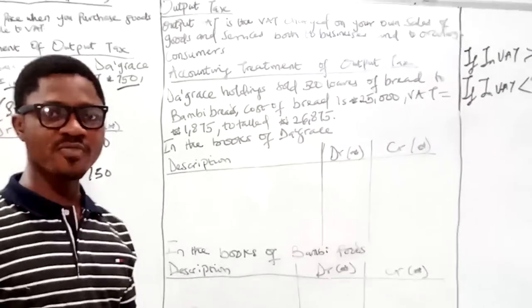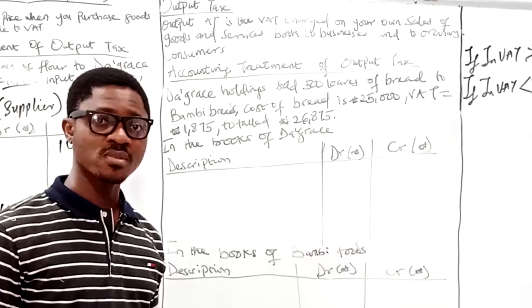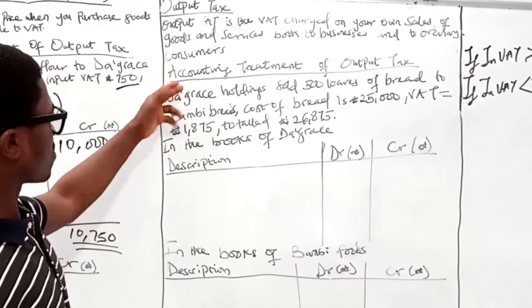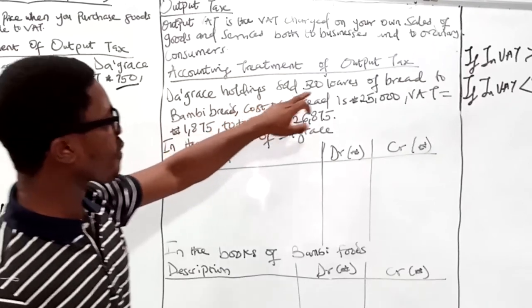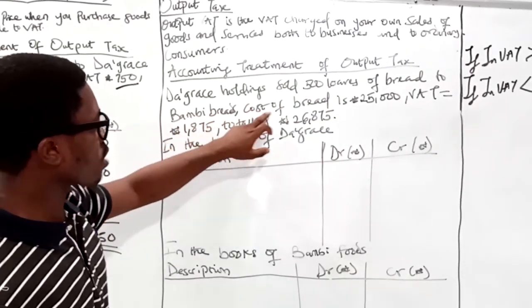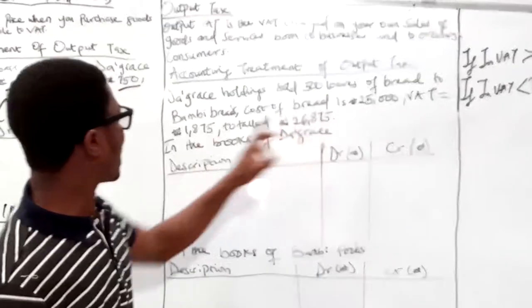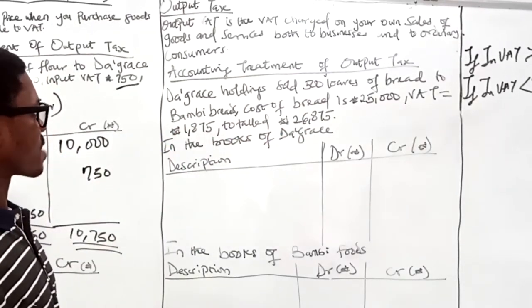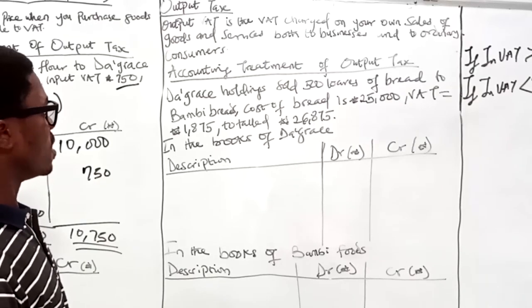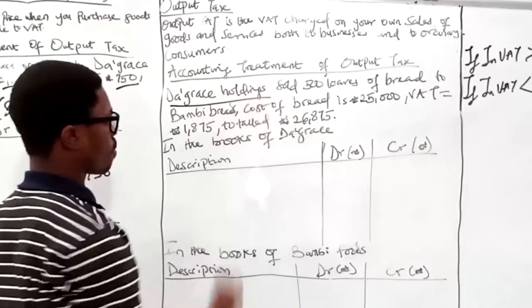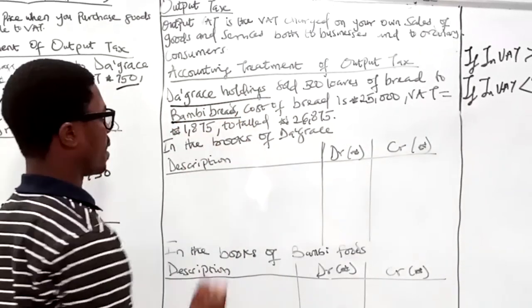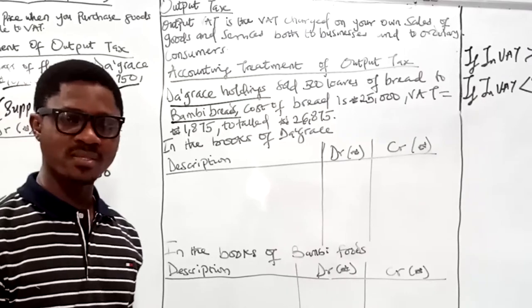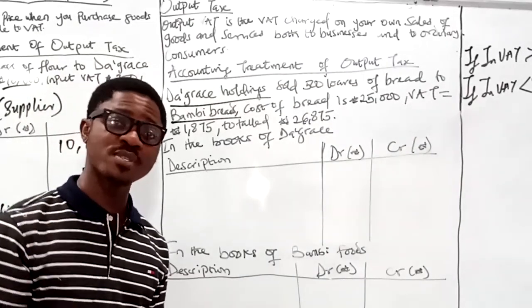So we said that output VAT is the VAT that is charged on sales to either customers or corporate bodies. So what's the accounting treatment of output VAT? Say Grace Holdings sold 500 loaves of bread to Bambi Bread. Cost of bread is 25,000 naira. VAT is 1,875 naira. We have the accounting treatment in the books of Grace Holdings and in the books of Bambi. Grace Holdings is the supplier, while Bambi is the customer. For value added tax, the supplier is the agent of the government to charge value added tax and remit it to the tax authority.